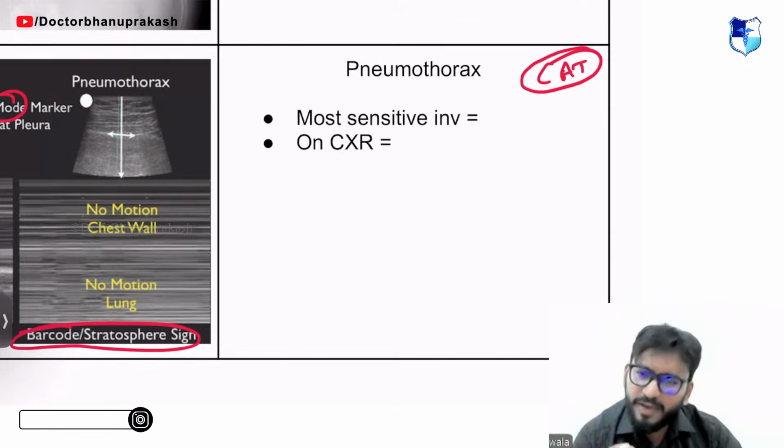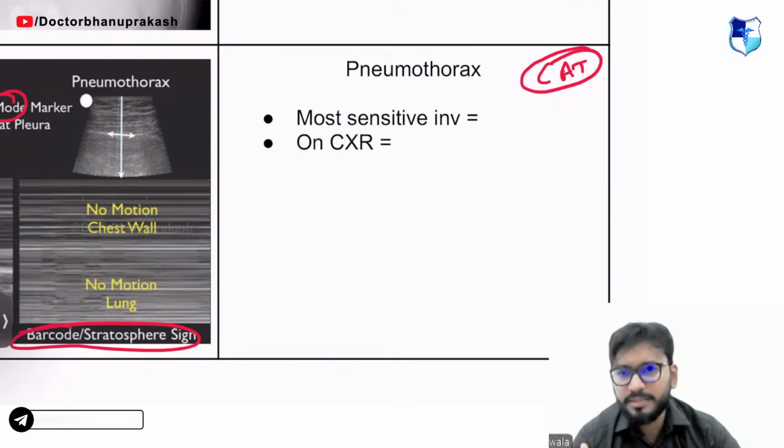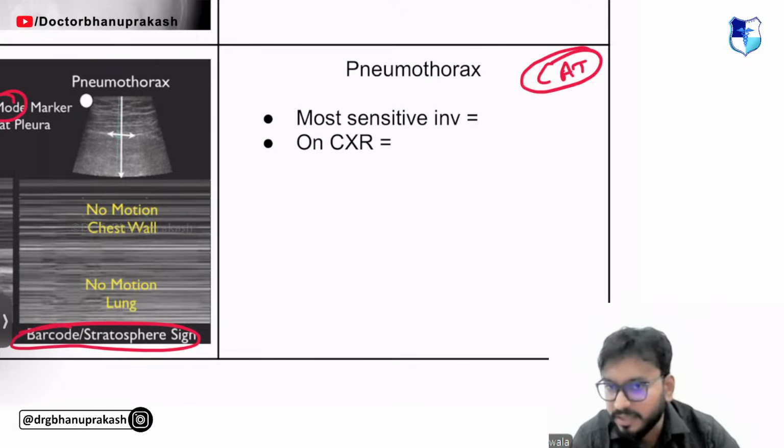Any fluid, anywhere, you do an ultrasound. Air, anywhere you have to see: pneumoperitoneum, pneumothorax, pneumocephalus. You do a CT scan because air is the best friend of CT scan.